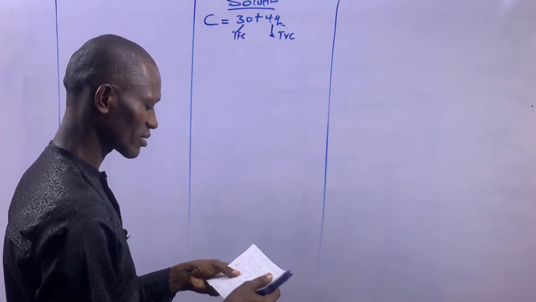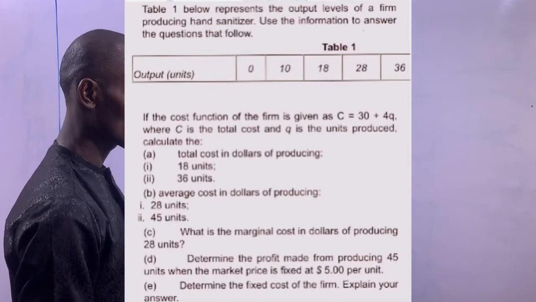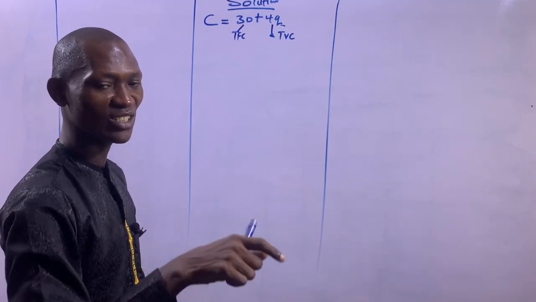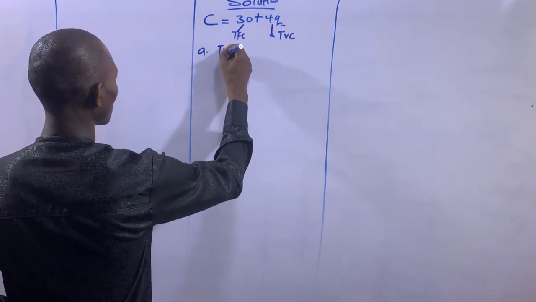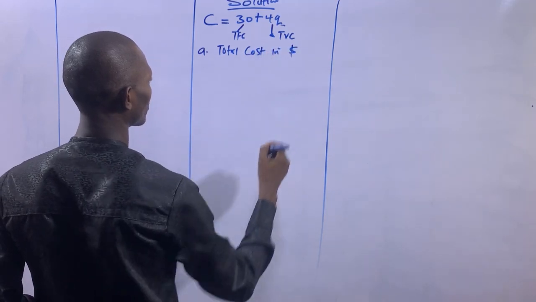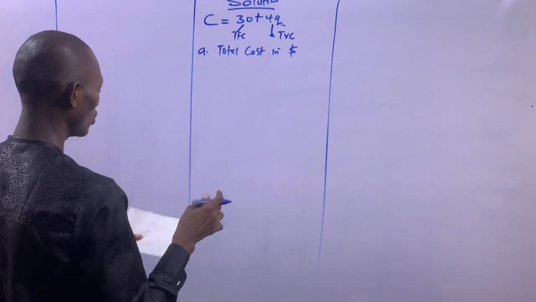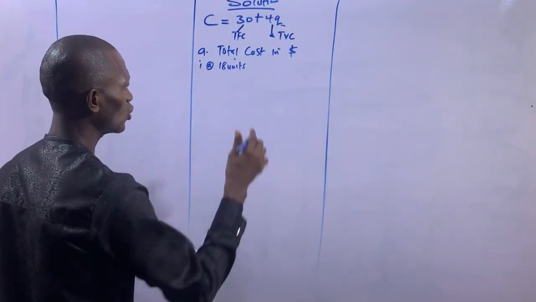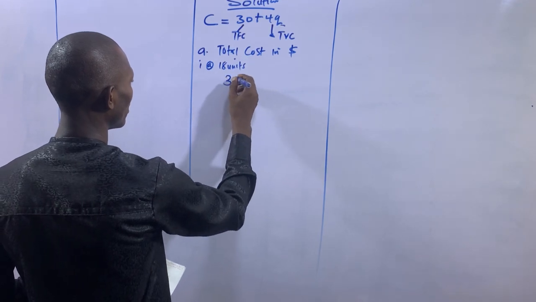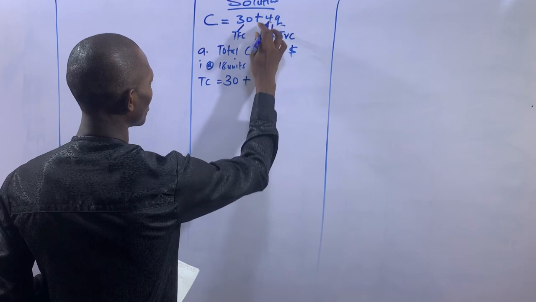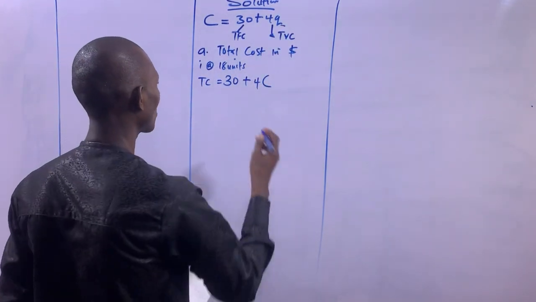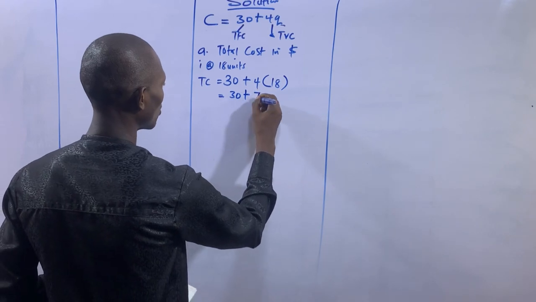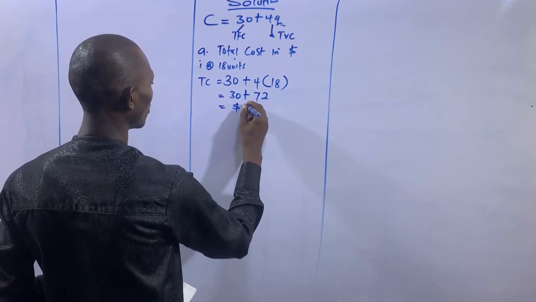So then we're asked, that's A part of the question, total cost in dollars of producing 18 units and 36 units. Your answer must be in dollars because you have been told to calculate the total cost in dollars. So the total cost of producing 18 units, we are going to make use of this total cost function. That's 30 plus 4, and our Q, which is the units produced, is 18. Then 30 plus 4 times 18, that should be 72. Then 72 plus 30, that gives us $102.